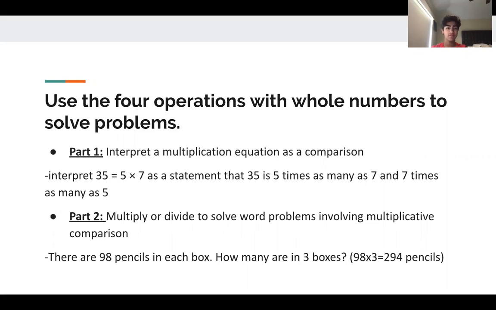Same thing with 7 times as many as 5, right? You just get 7 sets of 5, right? So if you want to visualize it, you can think of 5 candies, right? And you get 7 sets of those 5 candies. And that's going to give you 35.